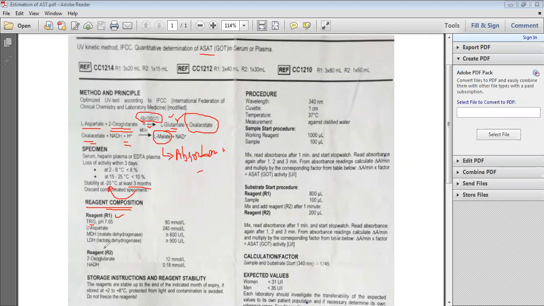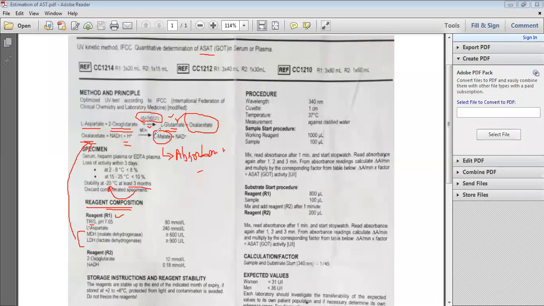MDH stands for malate dehydrogenase. This is an enzyme which will be available in the kit, and LDH is another enzyme which will again be available in the kit. It stands for lactate dehydrogenase. These two enzymes will be prepared by the company and provided in the kit. And these two enzymes will be utilized in the basic biochemical reaction represented in the principle. And AST will be available in the serum sample in which we need to evaluate the AST.